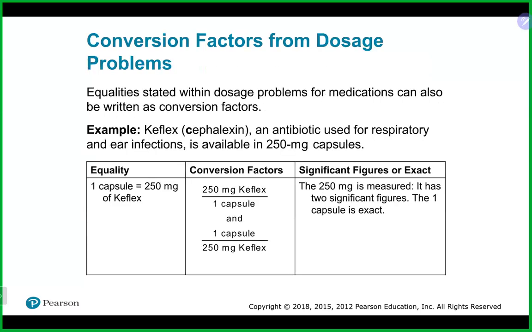Here is Keflex. There we go. Antibiotic, 250 milligram capsules. That means that there are 250 milligrams of Keflex in one capsule, or one capsule has 250 milligrams. Here we would look at it again as a measured number, and we would look at the 250. And again, the way the 250 is written, no decimal point there at the end. So just the 2 and the 5 are going to be significant here, and it would count as 2 significant figures in your calculation.